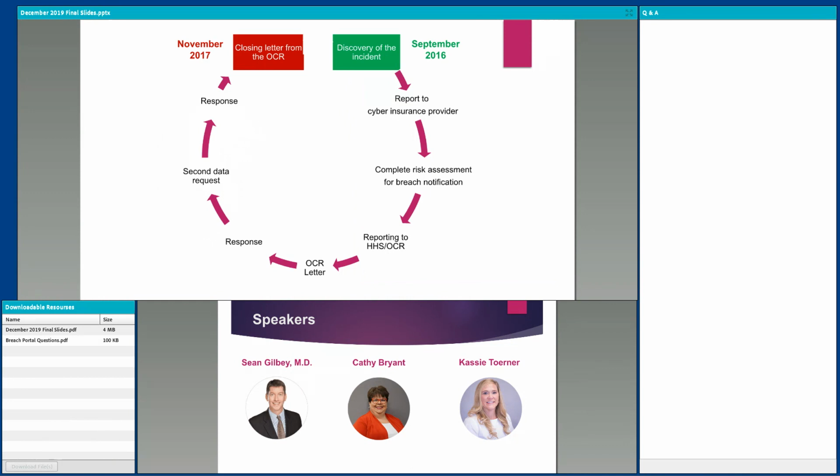So here we have a brief timeline that describes the breach that we're going to discuss today with Dr. Gilby. You can see that it began in September of 2017 and it ended in November of 2017. It started in 2016, and I am going to let him briefly describe to you all the breach that he experienced at his practice. So we found out in the summer of 2016, actually by my office staff.